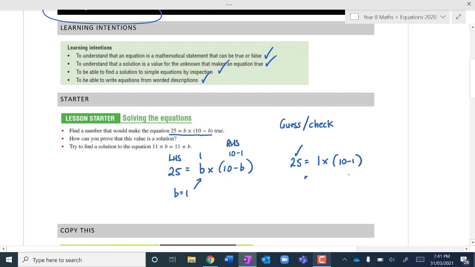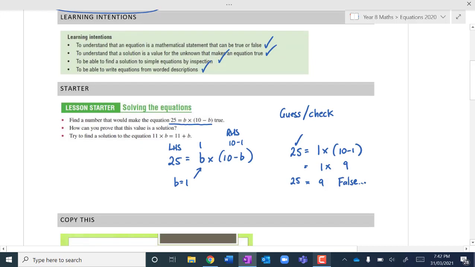Let's do inside the brackets. 10 take away 1 is 9, and 9 times 1 is 9. But does 25 equal 9? No, it doesn't. That's what we call false. So clearly B equals 1 is not the solution to this.